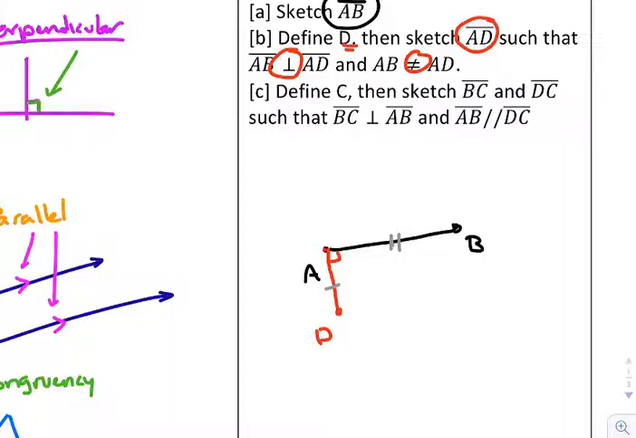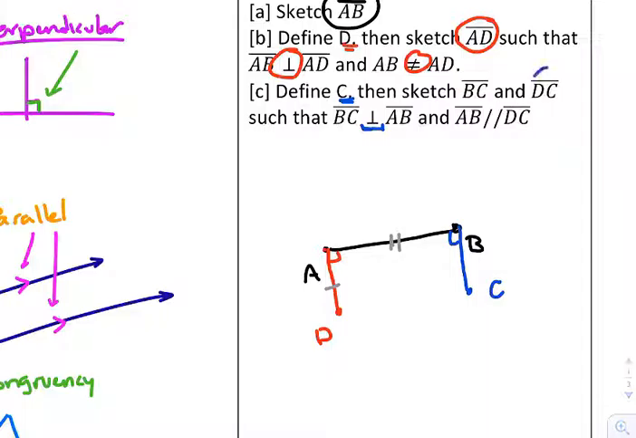In step 3, we need to define a point C and connect it back to B. We're going to do that in such a way that it's perpendicular to AB, which means it makes a right angle, and that AB and DC are parallel. My guess is that C needs to go about right here. So when I connect it back to my original, it forms the right angle, but also AB and DC are going to be parallel.